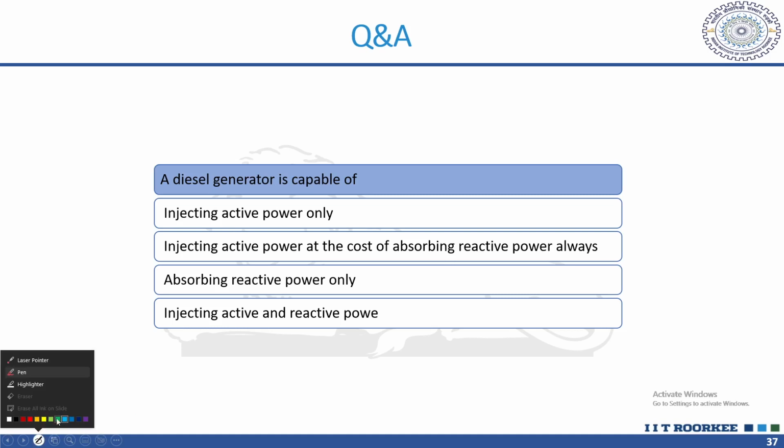Then a diesel generator is capable of injecting P only, injecting P but at the cost of Q always, absorbing Q, injecting P and Q. Yes, true. This also we had seen in the case studies that sometimes it may inject active and reactive power depending upon the system condition, and these are not dependent for a diesel generator.